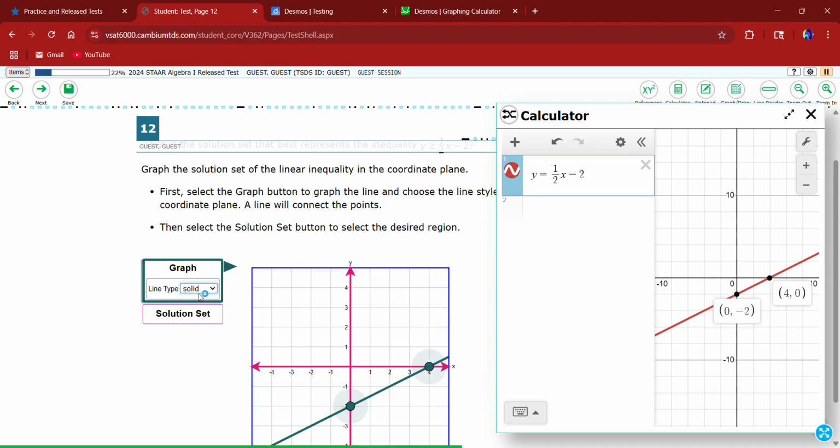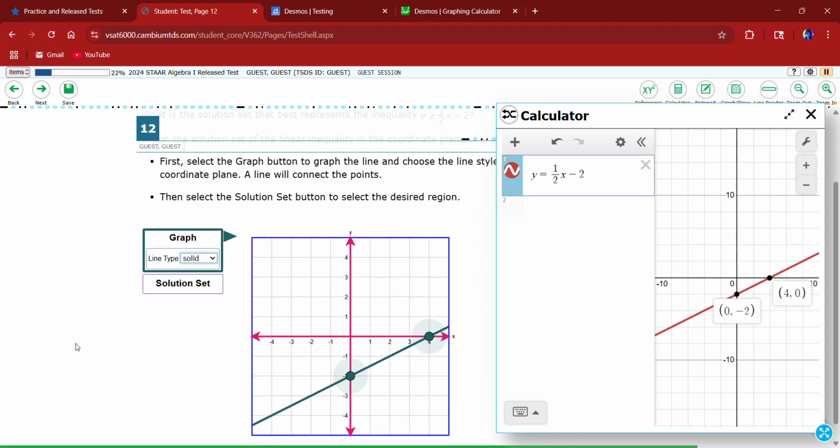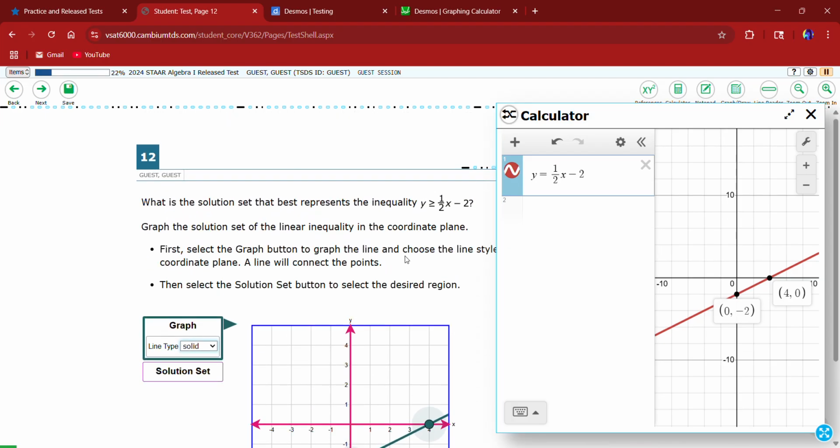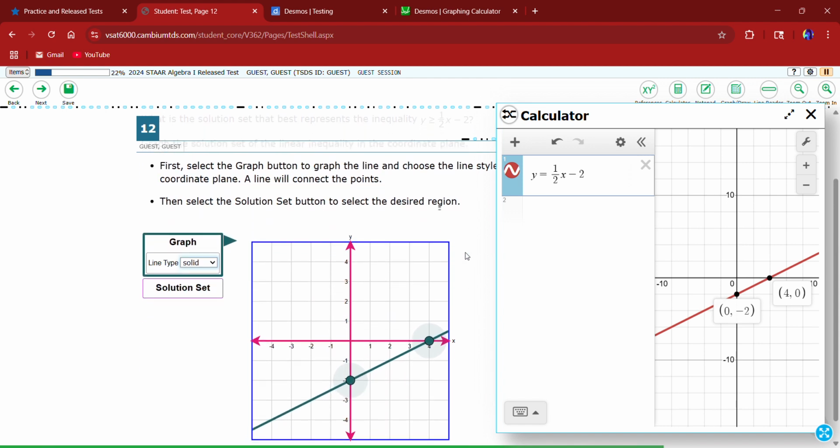Okay, if this inequality symbol did not have the line underneath, then it would be a dashed line. You would just click here, change it to dash, and it'll do it for you. But this is a solid line, so we're going to do that. Okay, that takes care of the line part. The next thing we need to know is where we shade it. That is a greater than symbol. Greater than is above the line. So you're going to click solution set, and above the line is here. You click there and you're done.